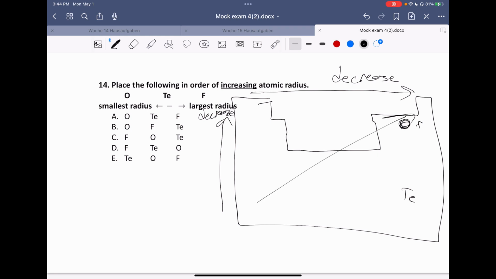We know that fluorine is going to be smallest, so that automatically crosses out A, B, and E. And then we use the trend again. We see oxygen is right next to fluorine, so that must be the next smallest element. And then we can cross out D, which is the only other answer choice. And then the answer choice is C, because tellurium is way down there. It's got way more energy levels than oxygen or fluorine. So it's going to be way bigger.